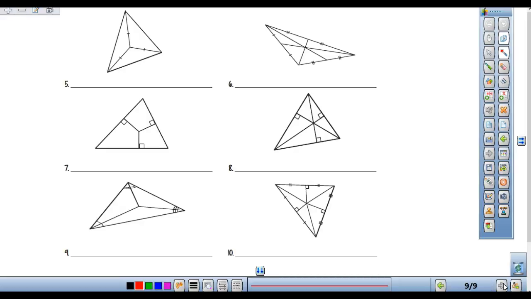Okay, number 5 tells me that those are equidistant from the vertices. What's equidistant from the vertices? Circumcenter. It can't be an orthocenter? No, the orthocenter doesn't have anything to do with being equidistant from the vertices. The only thing that's equidistant from the vertices is the circumcenter. What do we have at number 6? The centroid. Why? Because I have what kinds of lines? Medians. Yep, good.